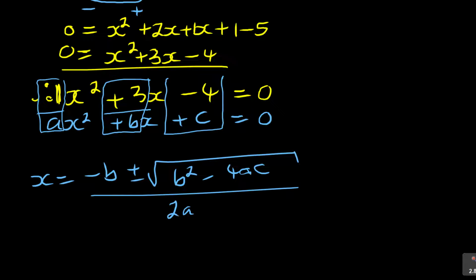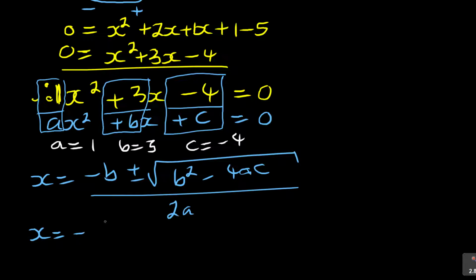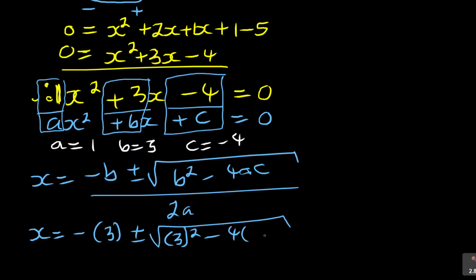So you can say now x is equal to, you can have your a. You can see that a is 1 here, b is 3, and c is negative 4. So you've got minus, put a bracket. What is b? It is 3. Every time you see the letter, you put a bracket. b squared, put a bracket, it's 3 squared, minus 4, bracket, a is 1, c is negative 4. See that? And then this thing is all over 2, and then my a is 1.